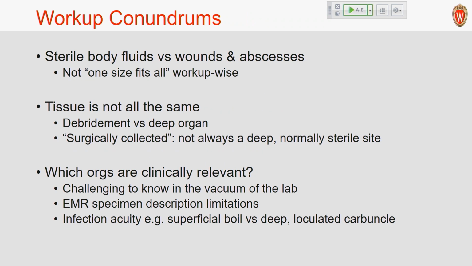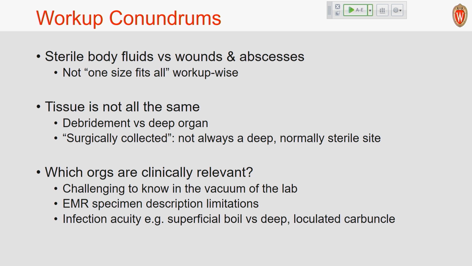Of course, there's the conundrums, right? Sterile body fluids versus wounds and abscesses. We don't know. You get something in a syringe, and you might look and say, well, it's pussy. It looks like an abscess, where it's clear. And again, we've already talked about trying to optimize the information you get with that culture order, to be more specific about what it's from.